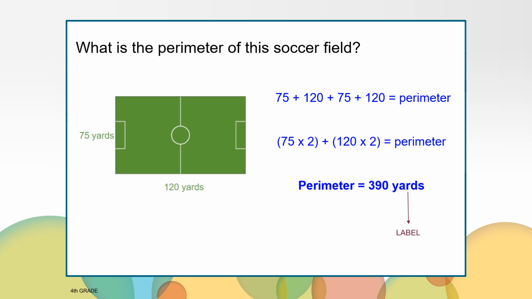Here are two different examples of equations we could write to help us calculate the perimeter of this soccer field. 75 yards plus 120 yards plus 75 yards plus 120 yards, or 75 times 2 plus 120 times 2. What was your final answer? The perimeter of this soccer field is 390 yards. Be sure to include the label of your measurement, which in this case is yards.